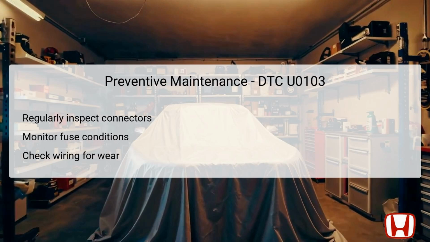To prevent the occurrence of DTC U0103 in the future, implement a routine preventive maintenance schedule focused on key components. Regularly inspect electrical connectors to ensure they are clean and secure, as corrosion or looseness can lead to communication breakdowns. Additionally, monitor the conditions of fuses, especially those associated with the transmission system, to prevent unexpected failures.